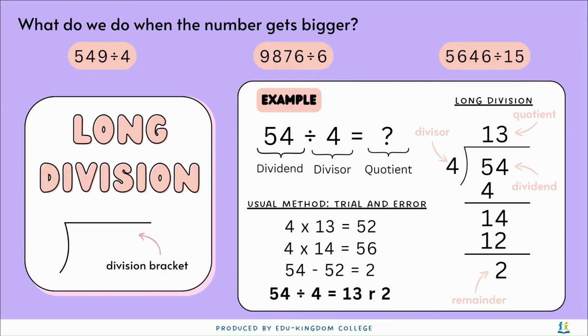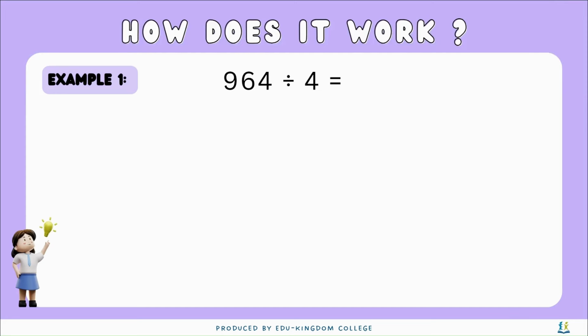Instead of using the regular trial and error method, we can see that this method can give us an answer efficiently. Long division uses this division bracket on the left here. In the example here, 54 divided by 4. 54 is the dividend and it will go inside the bracket. 4 is the divisor and it will go outside of the bracket. And the quotient will be on top and the remainder will be on the very bottom. But what is the process and all the numbers in the middle? Let's have a look at this example here.